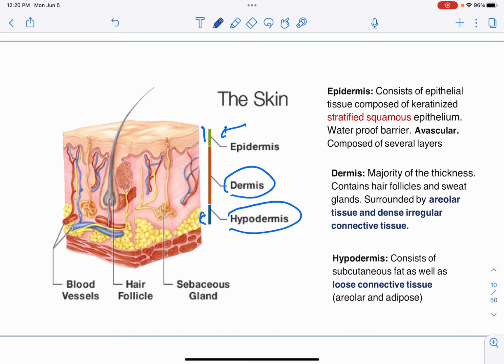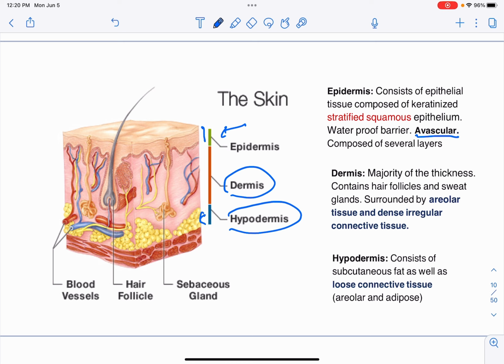And as we've talked about, the epidermis is avascular, so there's no blood supply there. It is composed of several layers. We're going to take some time to dissect the epidermis and what exactly is going on in it in the slides to come. But this is just to give you an overview of the layers that we're going to start talking about.